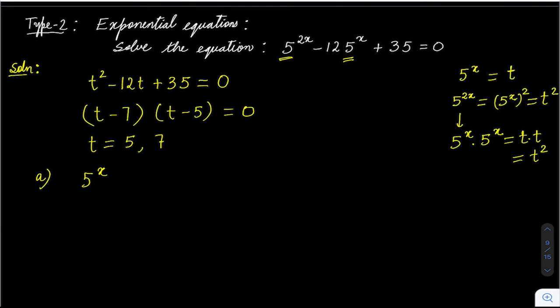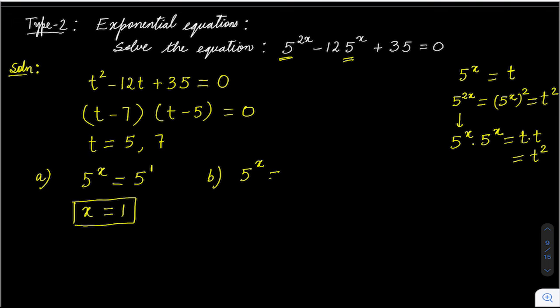Okay, so let's take the first case when t is 5. T is nothing but my 5 power x is 5. So when is 5 power x equal to 5? That is 5 can be written as 5 power 1. So from this I can directly say my x is 1. As simple as that.